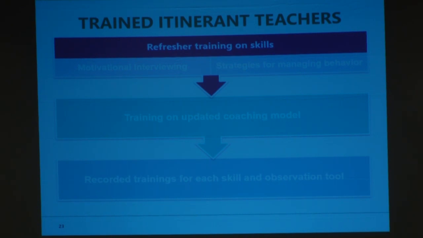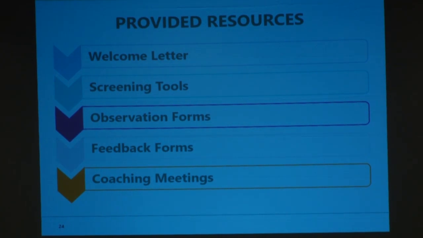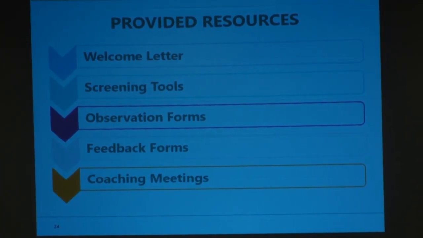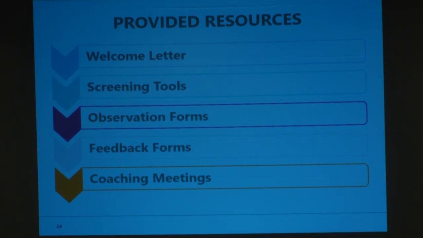Then we trained on the updated coaching model, and we recorded the trainings for each skill so that the itinerant teachers could go back and reference the recording for how to implement that skill in the classroom, so they knew how to do it to then help the classroom teacher do it. There were also recorded trainings on how to observe the teacher implementing that skill. These are the resources that we provided to the itinerant teachers. Of note, the screening tool was a much more detailed tool in this observation, and it allowed the itinerant teacher and the classroom teacher to work together to identify a skill for coaching, but in a much more structured way than before. Last time it was, have a conversation. Now it's, fill out this screening tool with me.